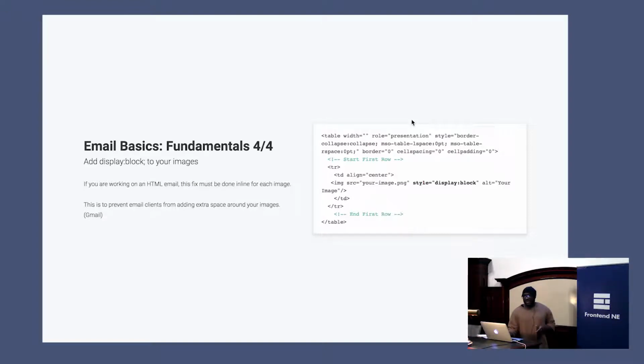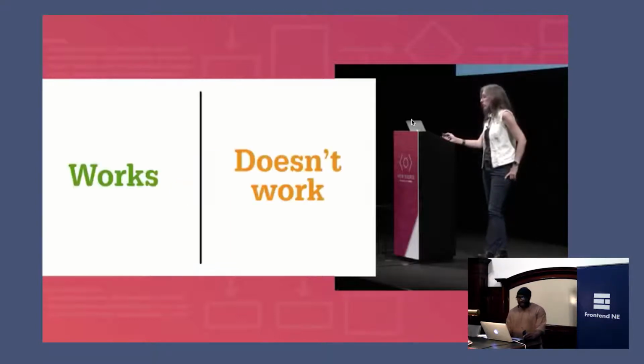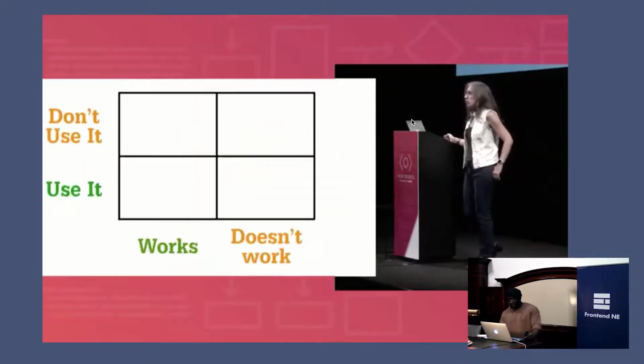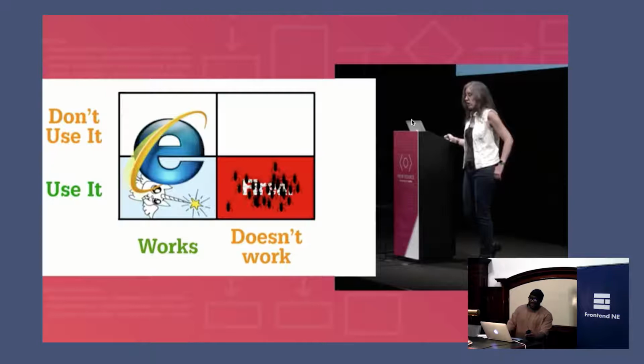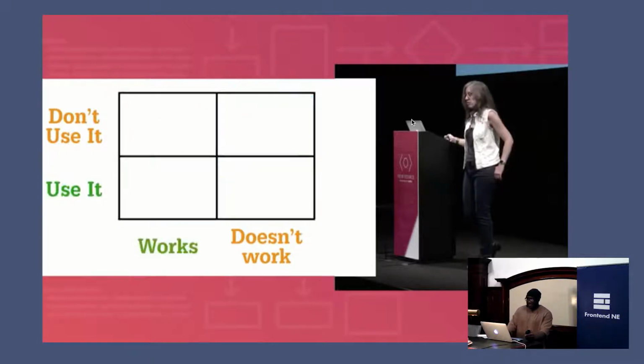So here we go. How are we going to use any of these technologies when IE still exists? There's this idea that we have sometimes where things either work or they don't work, and you can use them or you can choose not to use them, and so you get this matrix. And you want to use it because you want it to work, but it doesn't work everywhere because IE. So then you use it, and it doesn't work, and you get fired or you get covered in bugs, and that's not good. So you just have to choose to never use any of these things, but that's not good.